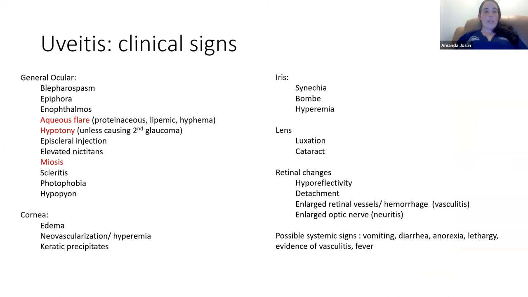All right, so now we're going to talk about uveitis, working our way inside the eye. Obviously there are a lot of signs of uveitis. If it's just related to the eye itself, you're only going to see eye changes. If it's a systemic disease showing up in the eyes, you're going to see all your systemic signs. But the big things you're going to see are proteinaceous material in the eye, decreased pressure within the eye unless you develop secondary glaucoma, and a small pupil.